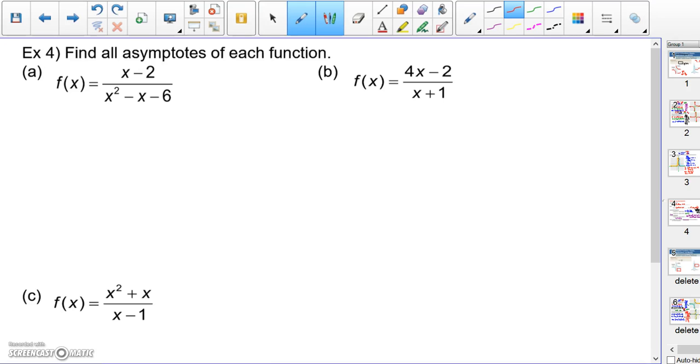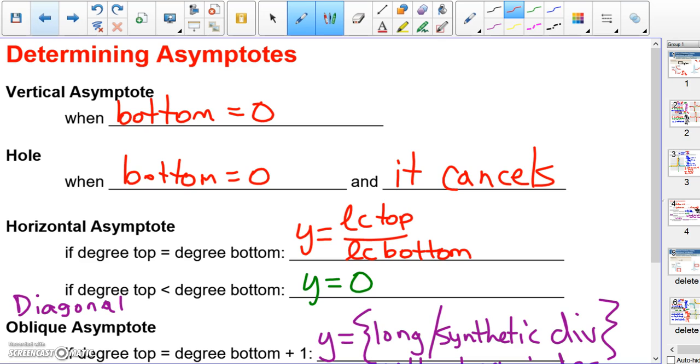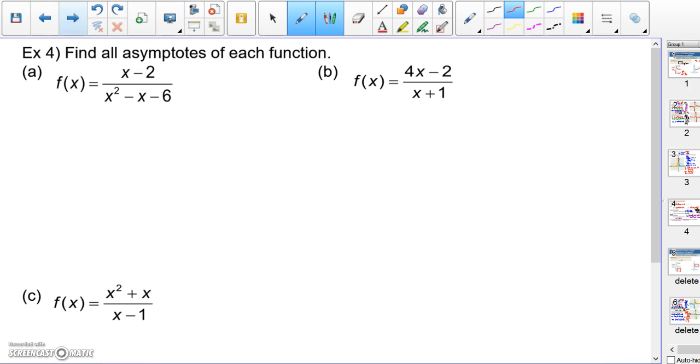Example 4, find all asymptotes of each function. So you really have to go back and look at these rules for determining asymptotes here. We're going to start by finding the vertical asymptote. Vertical asymptotes are where the bottom equals 0. So we have to figure out where the bottom equals 0, and that's usually going to mean factoring.